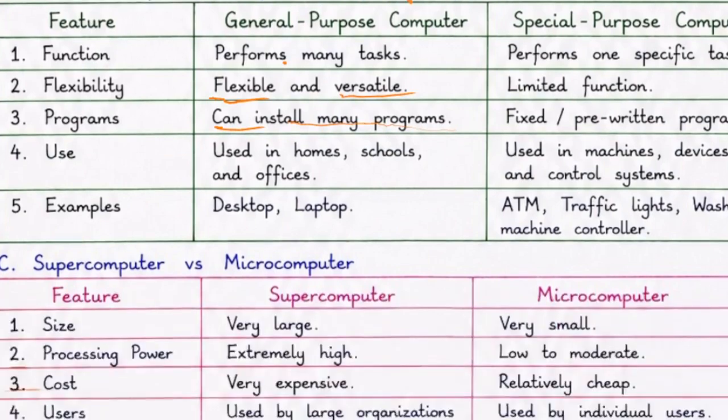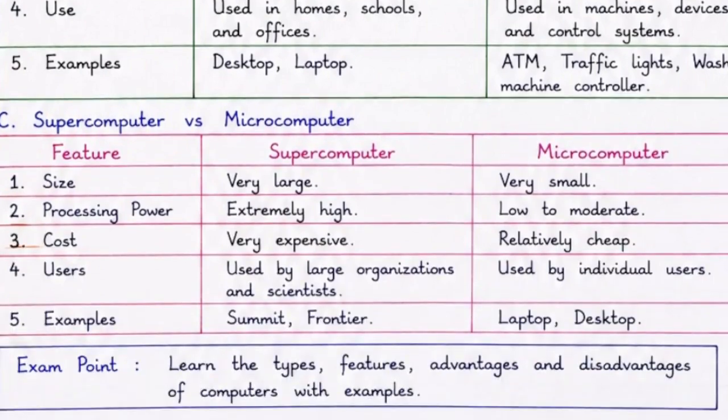Now, supercomputer versus microcomputer. A supercomputer is very large in size. Its processing power is extremely high; it processes a lot of things. Cost: very, very expensive. It is used by large organizations and scientists. Examples: Summit and Frontier are good examples of supercomputers. I want you to check more examples of supercomputers and let me know in the comment section what you find. A microcomputer is very small in size.